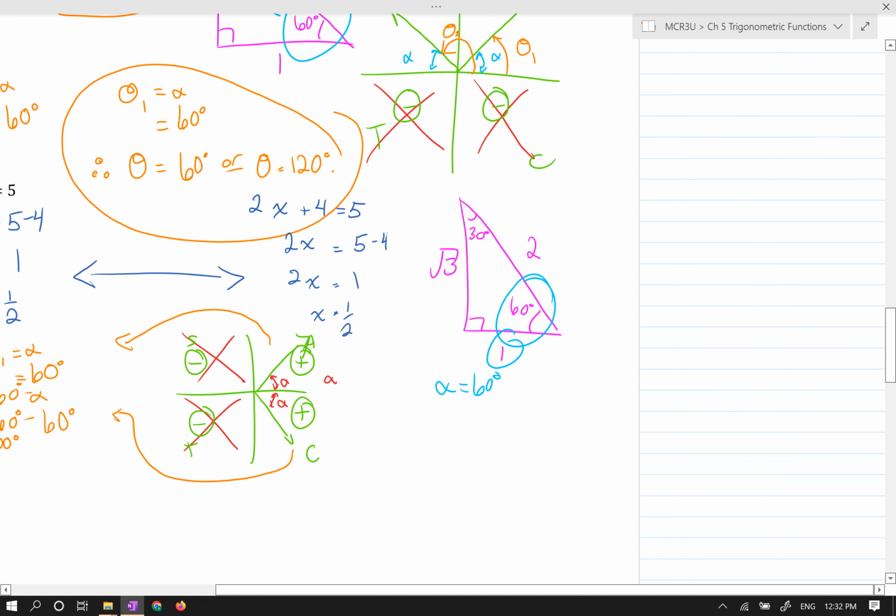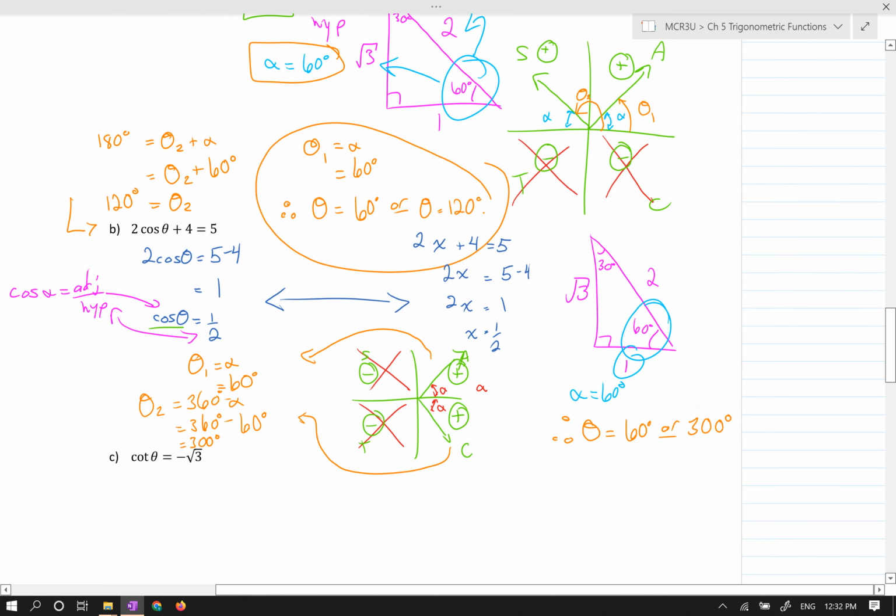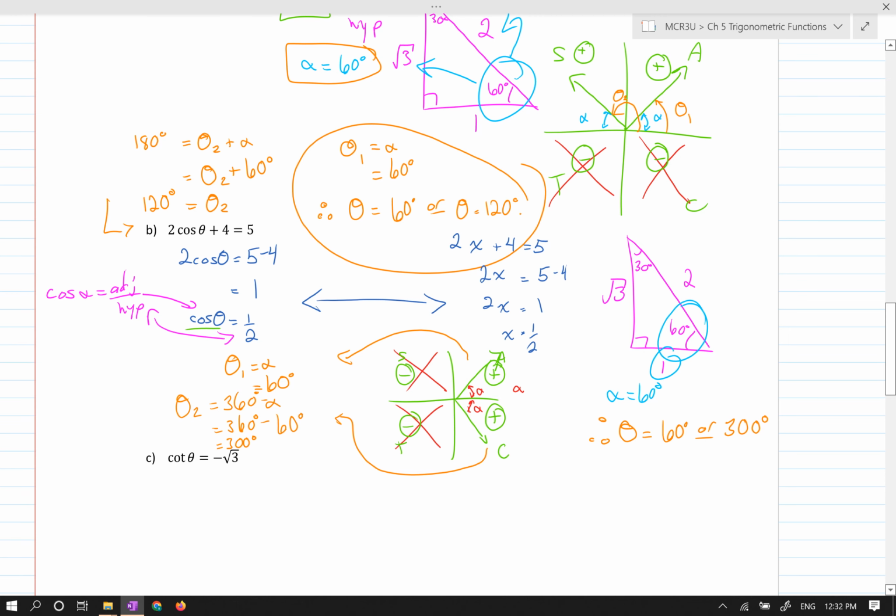And yes, I'm running out of space. That's okay. We can squeeze it in over here. Therefore, theta is equal to 60 degrees or 300 degrees. Fantastic work, folks.